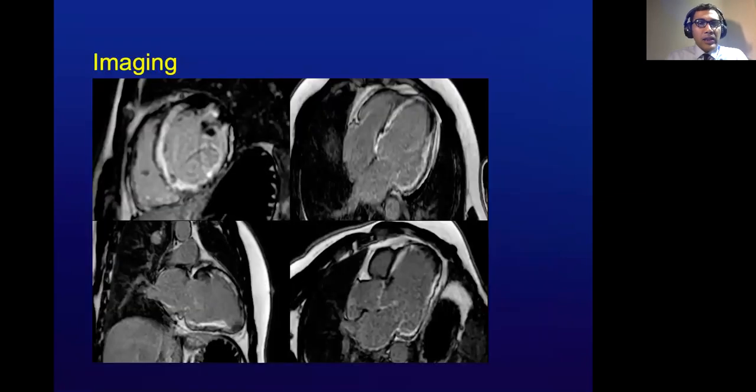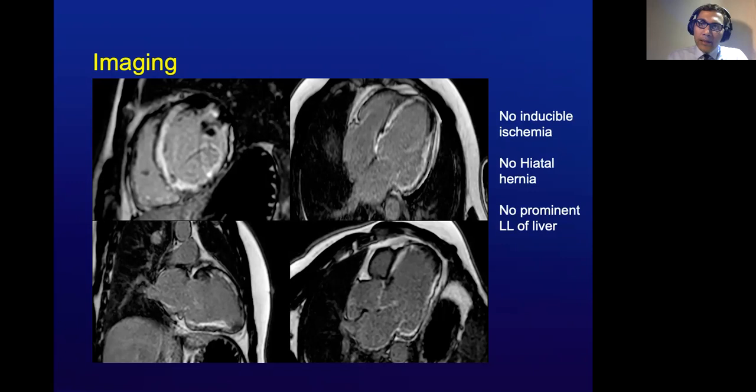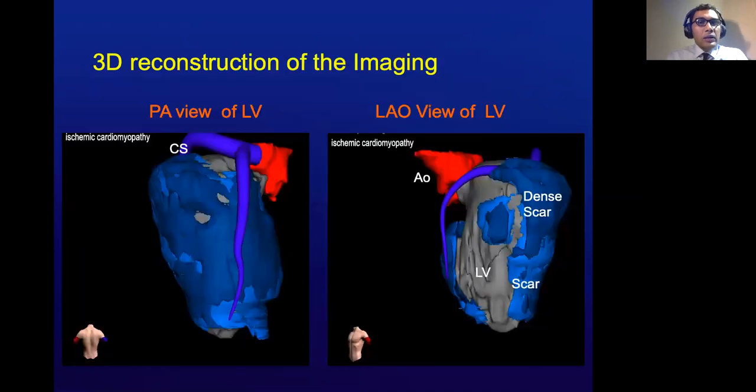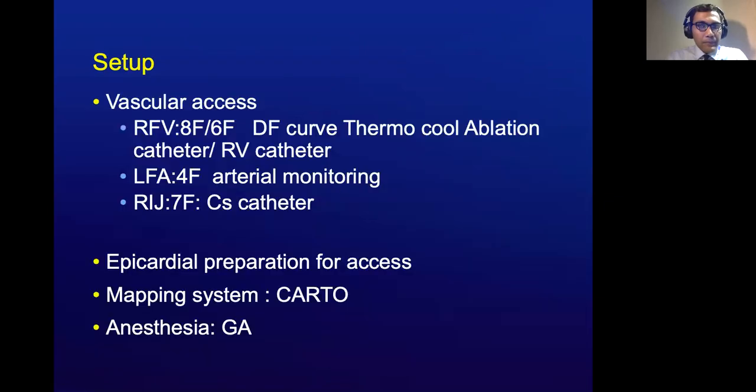The pre-procedure imaging was suggestive of a transmural myocardial infarct with scar present both in the endo and the epicardium. There was no inducible ischemia on the stress MRI, no hiatal hernias were noted, and the left lobe of the liver was not prominently present. The 3D reconstruction of this MRI suggested dense scar as well as scar present in the territory of the right coronary artery, along with extending onto the lateral wall of the left ventricle.